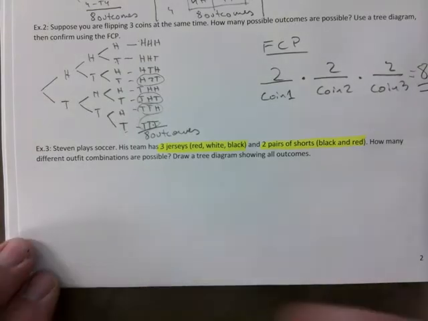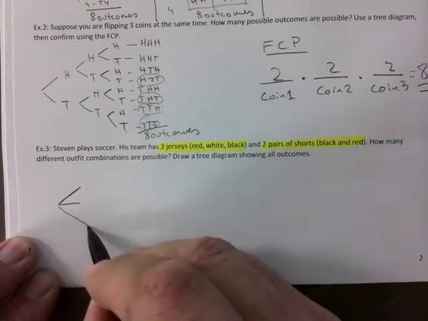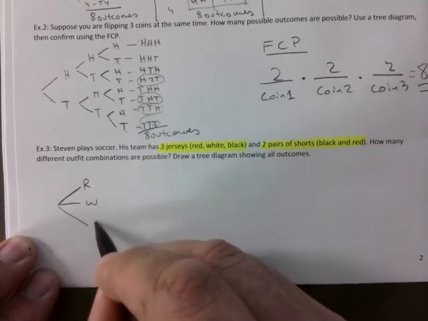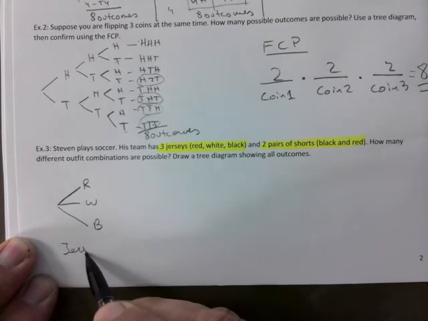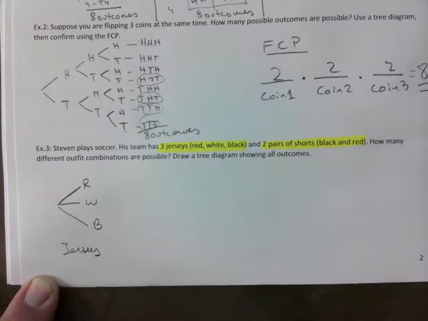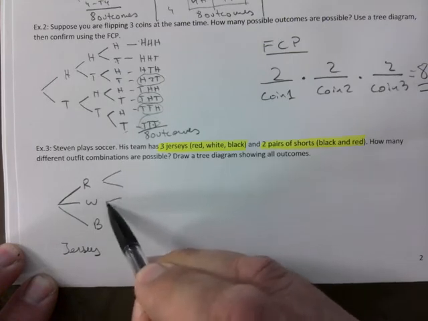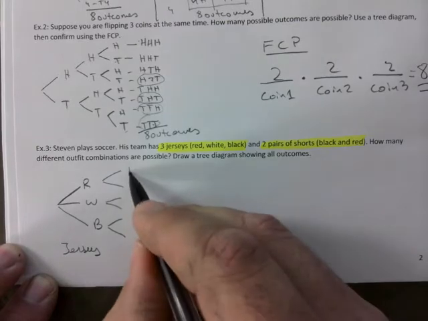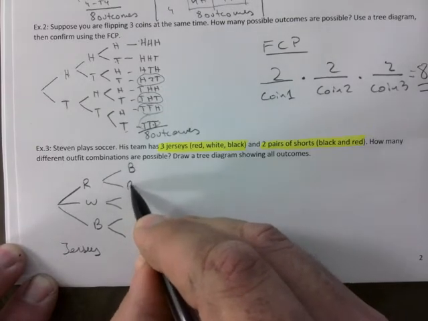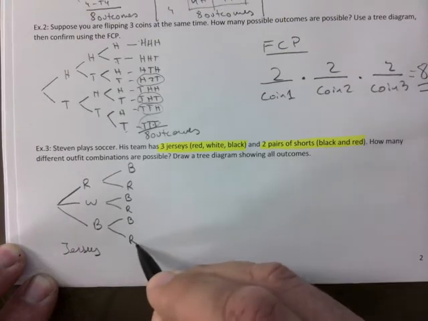Okay? So jerseys first. Red, white, black. That's fine like that. So this would be jersey if you want to put it down there. And then 2 pairs of shorts. So for every jersey, you technically can use both pairs of shorts, right? So shorts are black and red, black and red, black and red.